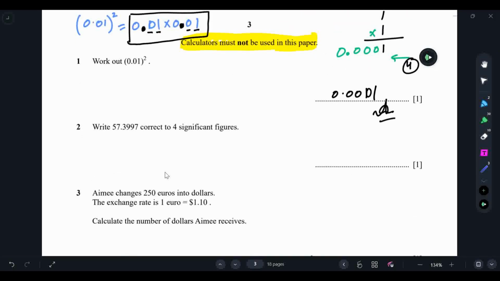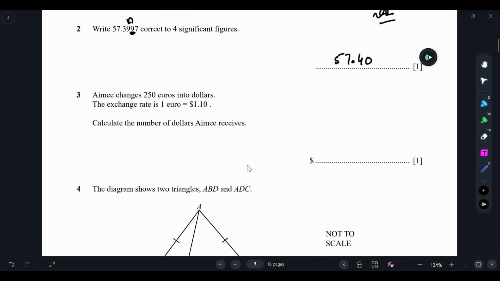Question number 2, write 57.39997 correct to 4 significant figures. Now we know that first of all this one is 1, 2, 3, 4, 5, 6 significant figures. So if you write it in 4 significant figures, this will be 57.40. Because of this 9, this 9 will become 0, and overall the digit will be 40. Let's move to question number 3.